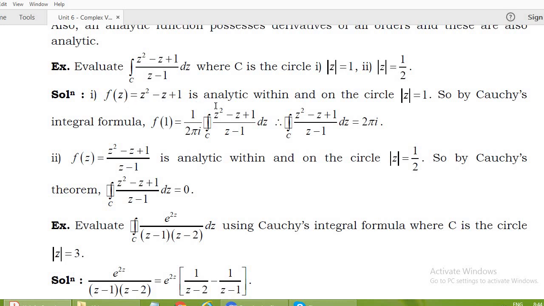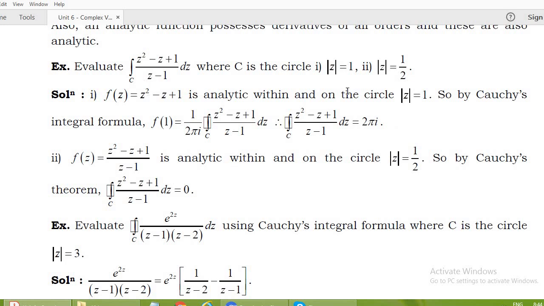f(z) is analytic within and on the closed curve, and z equal to 1 lies within or on the circle. Therefore, by Cauchy's integral formula, f of 1 equals 1 upon 2 pi i integral over closed curve f(z) upon z minus a dz, and therefore this is equal to 2 pi i into f of 1. f of 1 is 1 square minus 1 plus 1, that is 1, and the answer is 2 pi i.